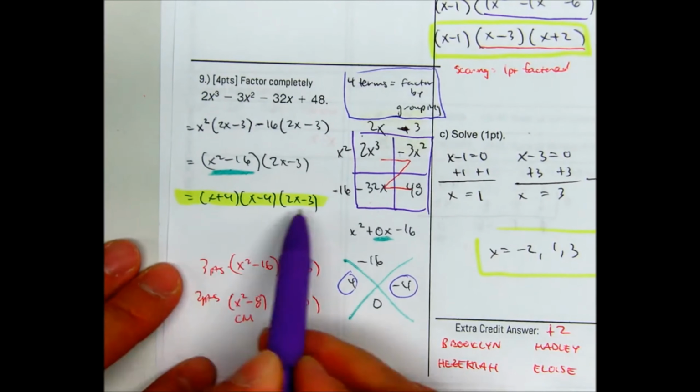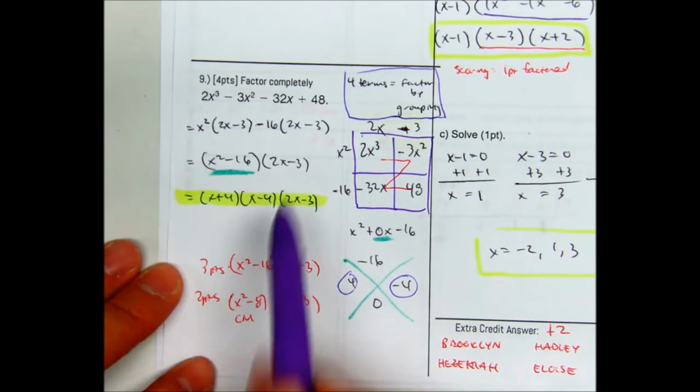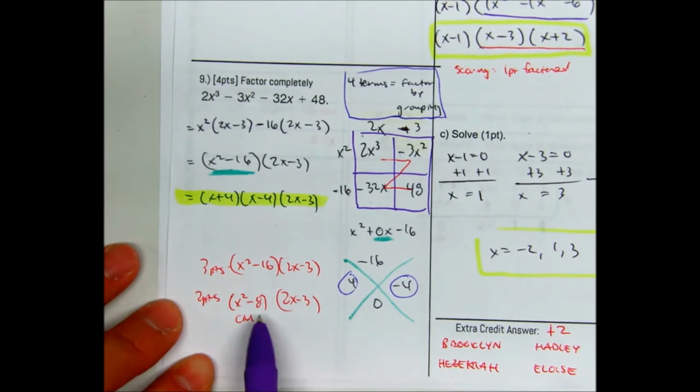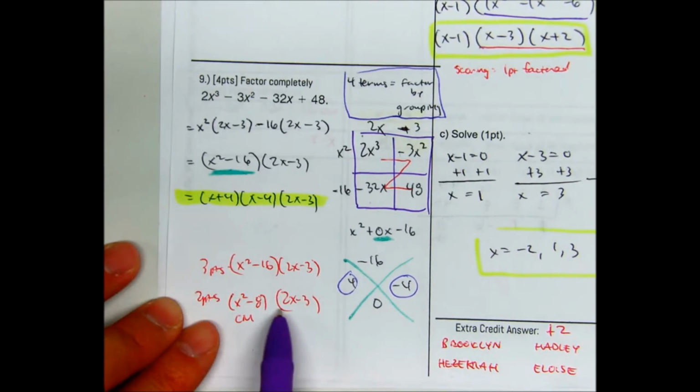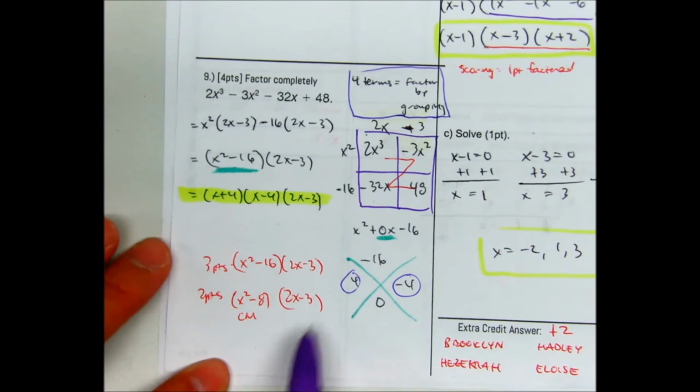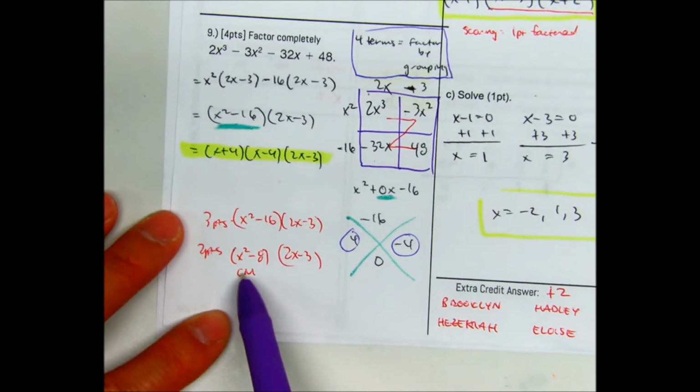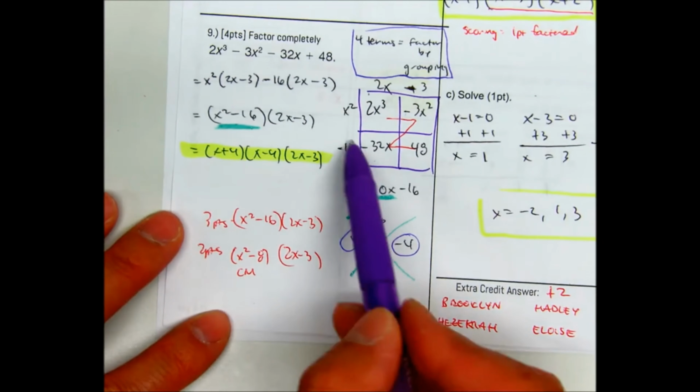If you left x squared minus 16, then I gave you 3 points. If you found at least a common factor like 2x minus 3, I gave you 2 points. Common mistake here was x squared minus 8. You need to know your multiplication tables.